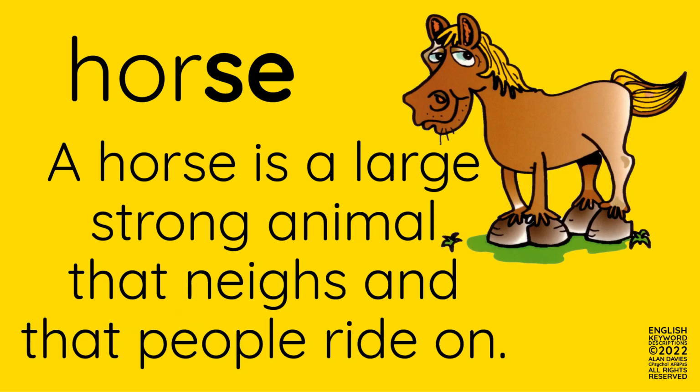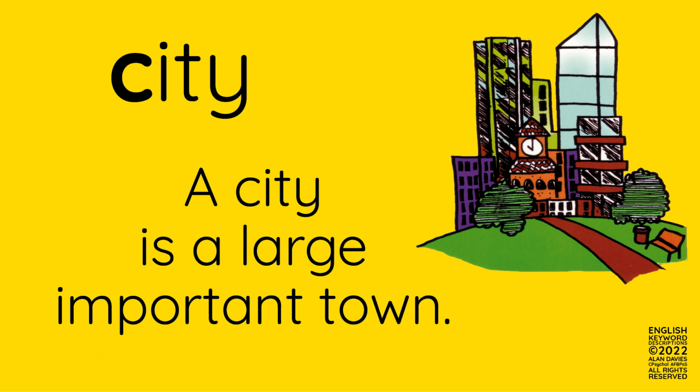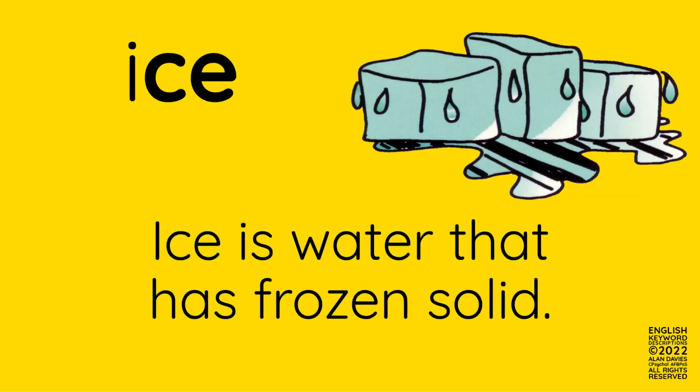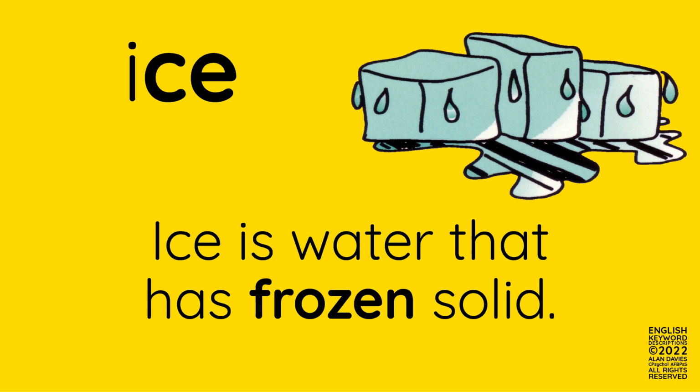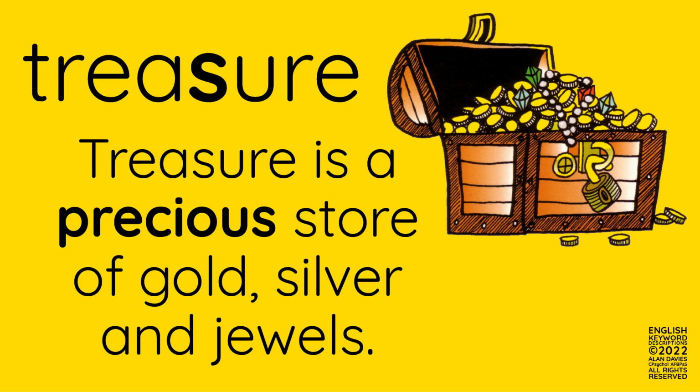Horse. A horse is a large, strong animal that neighs and that people ride on. City. A city is a large, important town. Ice. Ice is water that has frozen solid. Treasure. Treasure is a precious store of gold, silver, and jewels.